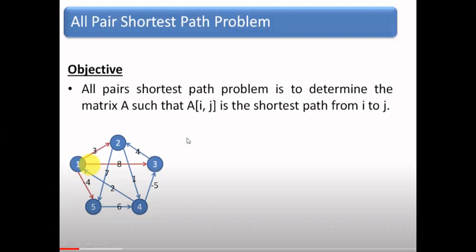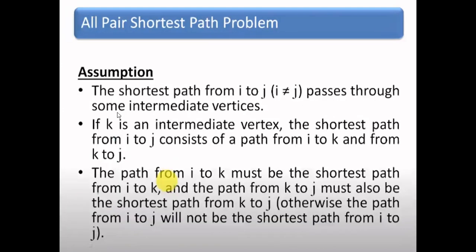You are finding the shortest path from I to J, where I is not equal to J, passing through some intermediate vertex. I not equal to J means that for 1 to 1, 2 to 2, 3 to 3, you are not calculating the shortest path. We are finding the shortest path from I to J that passes through some intermediate vertex.